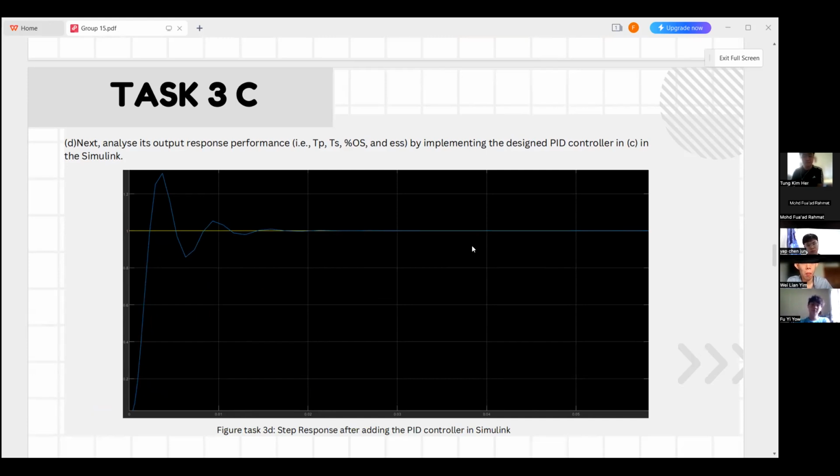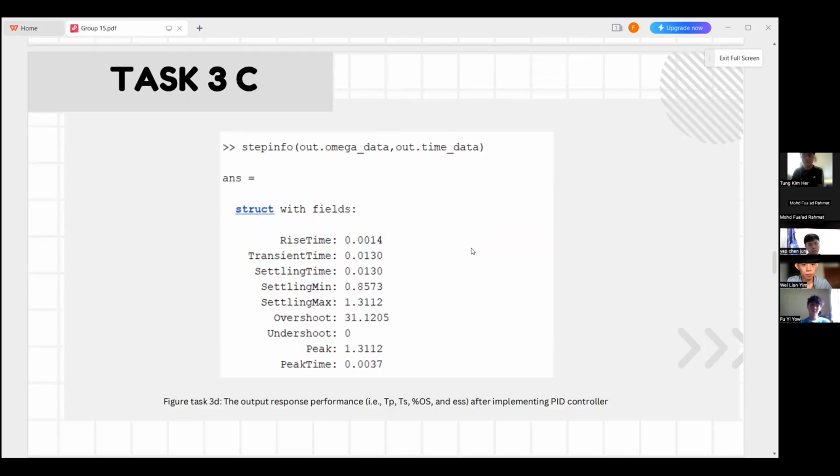And next, by using the stepinfo function, we can obtain the TS and overshoot. For the TS, it will be 0.0130, which is close to the desired expectation. And for the overshoot, it will be 31.1205, which is also close to the expected design value. And for the peak time, it's exactly the same as our design. For the ESS, it will be 0 also.